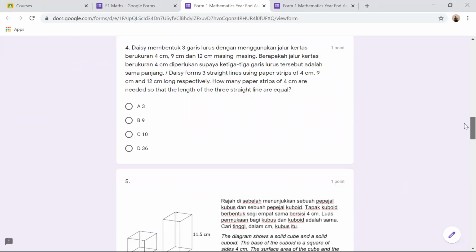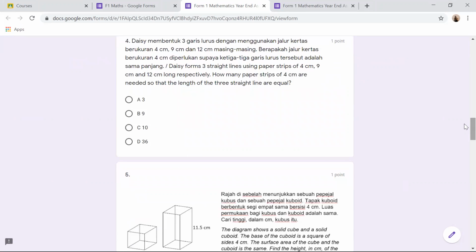Question number 4. Daisy formed 3 straight lines using 3 different paper strips. How many paper strips of 4 cm are needed so that the length of the 3 straight lines are equal? When you have this kind of question, you should think of the lowest common multiples. If you don't understand this question, then you use a diagram to represent it.